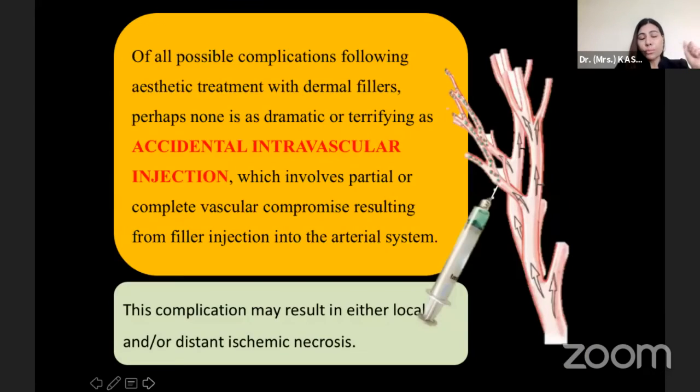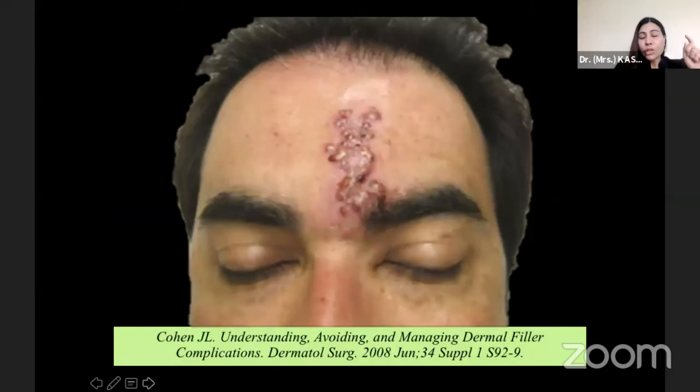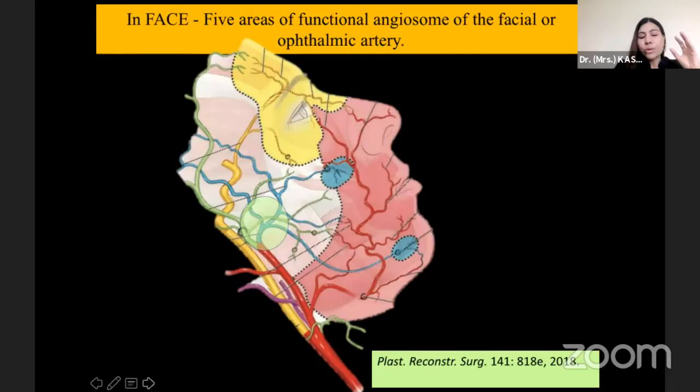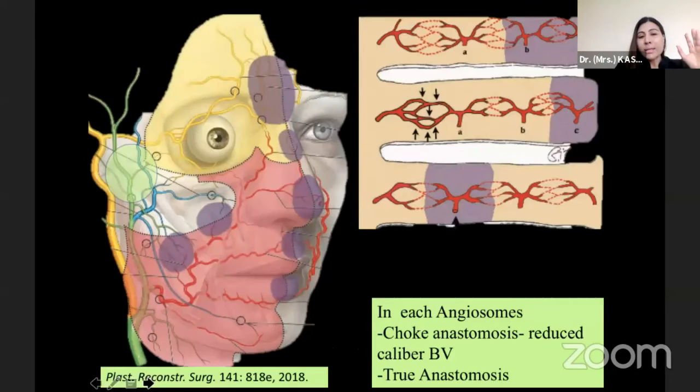But the most important complication is the intravascular complication, which can happen in the form of a local necrosis. But what we fear is the blindness. But in our face, as I think Debraj has already mentioned, yes, this filler can be given by anyone. But why do we not see such a high rate of complication? Because in the face we have the 5 functional angiosomes, and these angiosomes, if you look, have both the choke anastomosis and the true anastomosis.